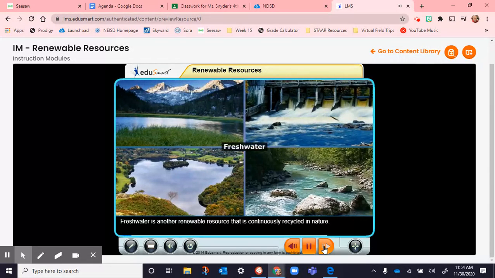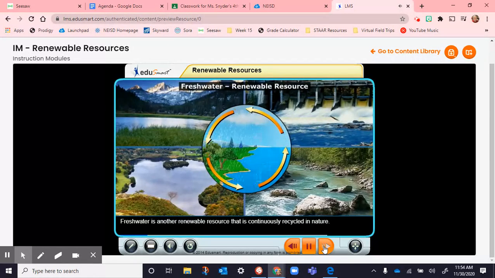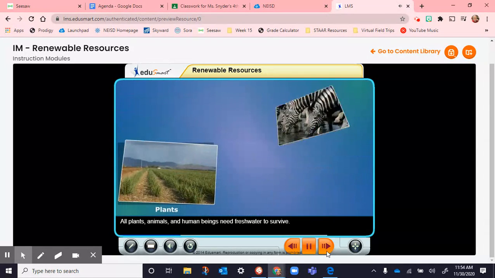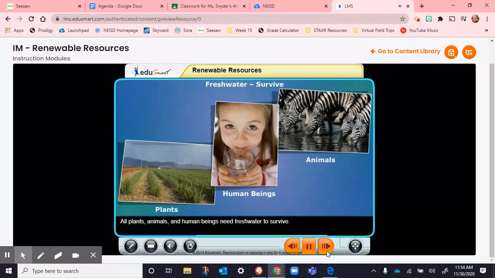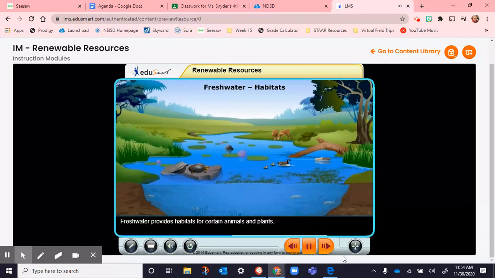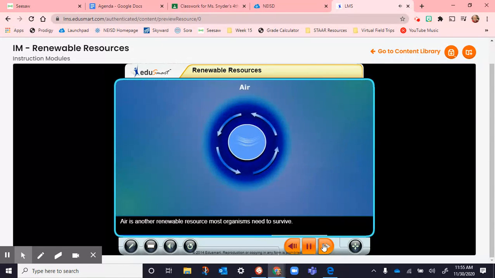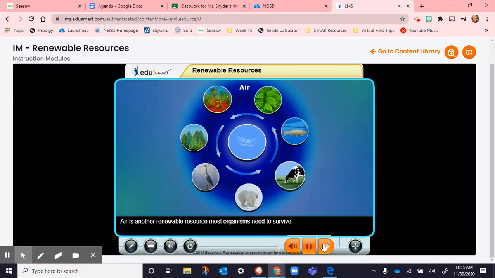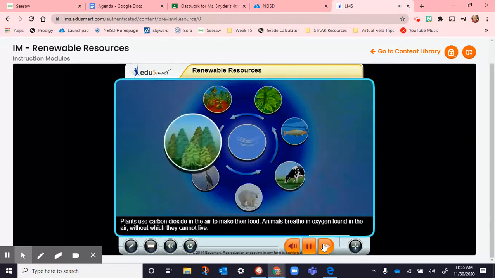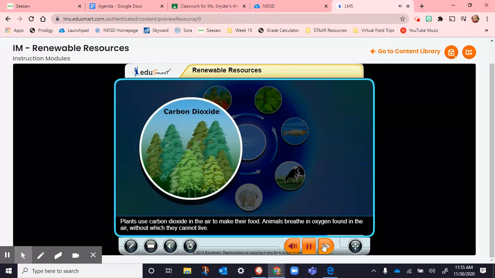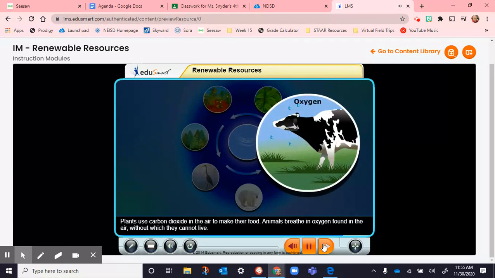Fresh water is another renewable resource that is continuously recycled in nature. All plants, animals, and human beings need fresh water to survive. Fresh water provides habitats for certain animals and plants. Air is another renewable resource most organisms need to survive. Plants use carbon dioxide in the air to make their food. Animals breathe in oxygen found in the air, without which they cannot live.